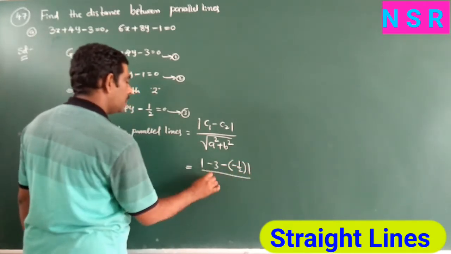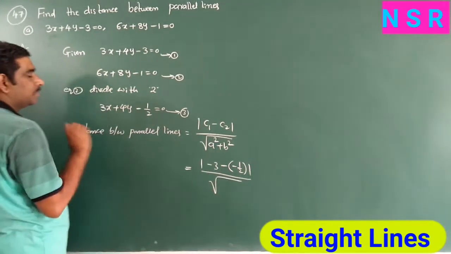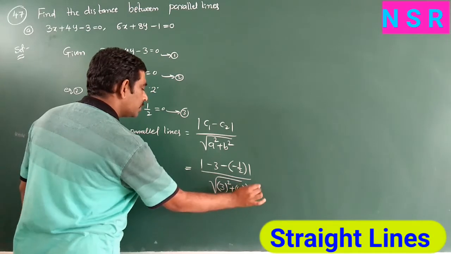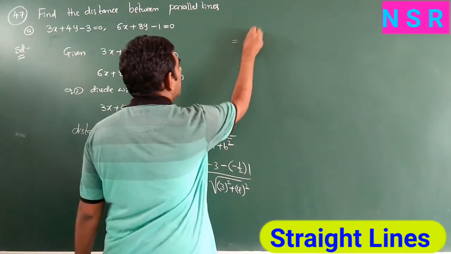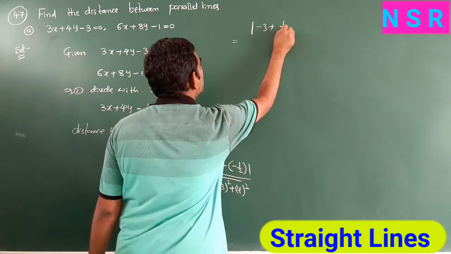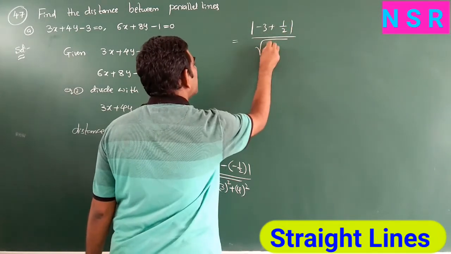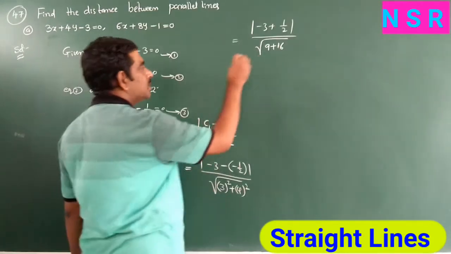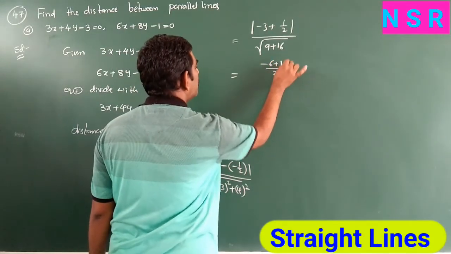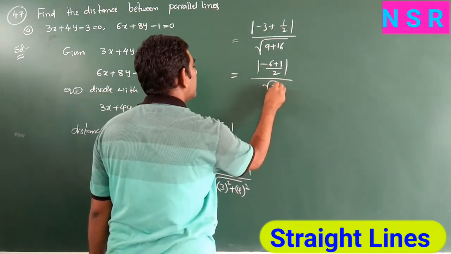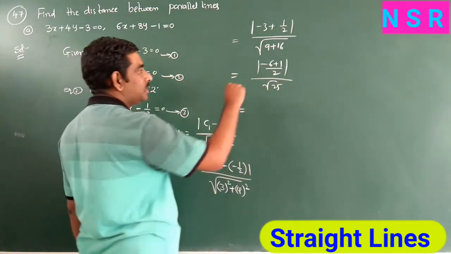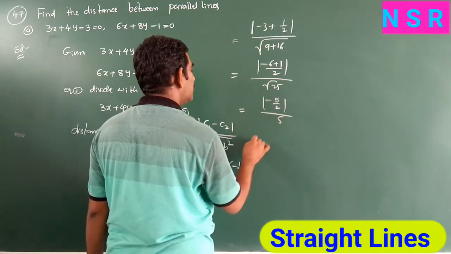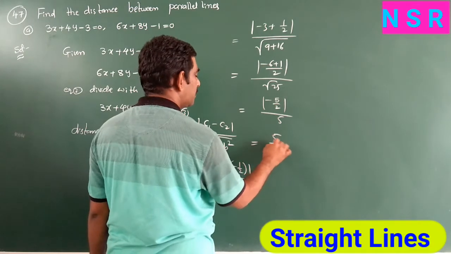Now here the c1 value is minus 3, minus of the c2 value, which is minus 1 by 2, divided by square root of a square plus b square. So here the a value is 3, squared, and the b value is 4, squared. So equal to mod of minus 3 minus into minus plus 1 by 2, by 3 square is 9, 4 square is 16. So minus 3 into 2 is minus 6, plus 1, by 2, by root 25. Minus 6 plus 1 is minus 5, by 2, by root 25 which is 5. So mod of minus 5 by 2 is 5 by 2.